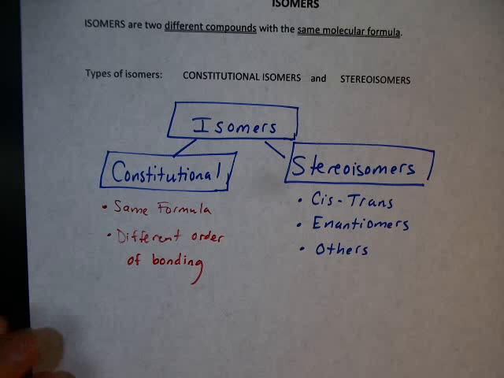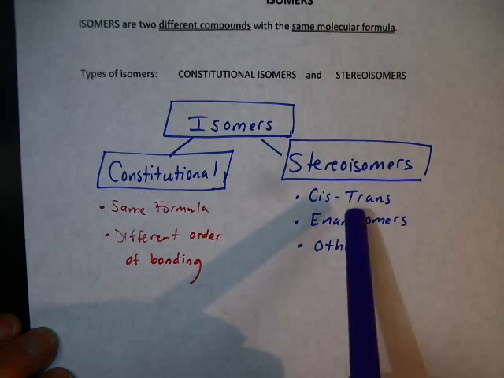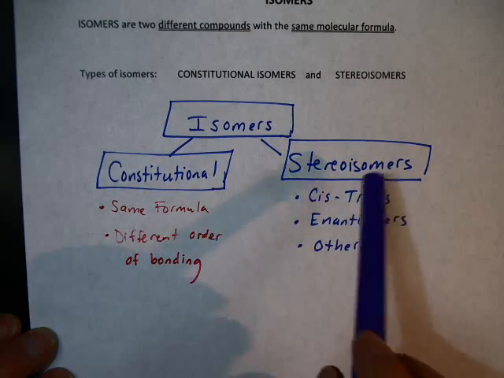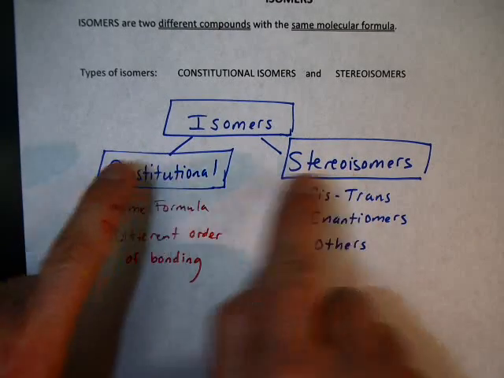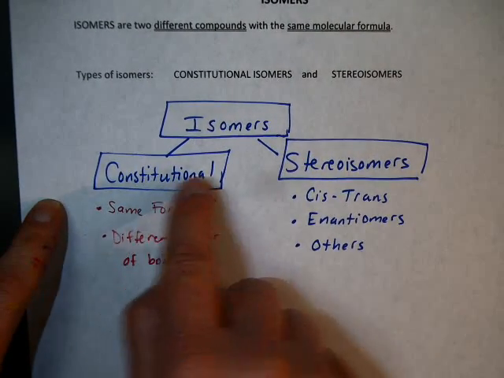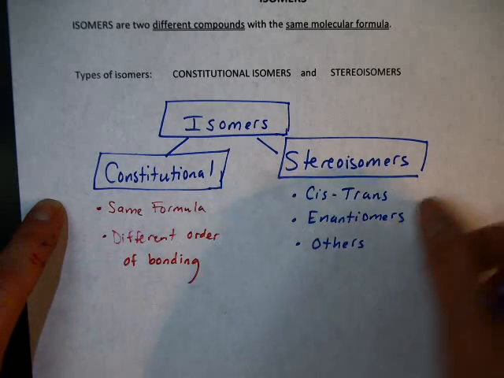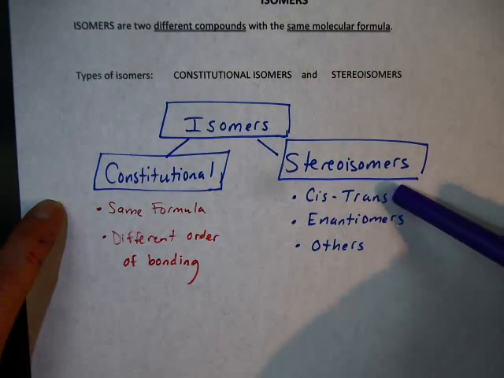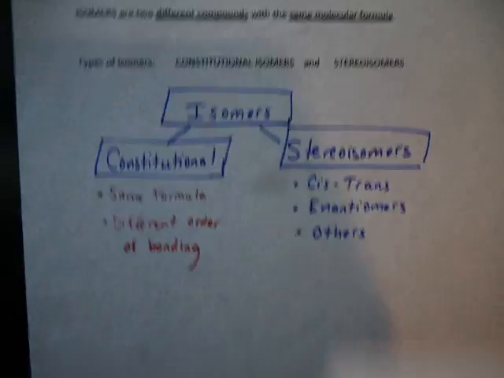Okay, in this video we're going to take a look at stereoisomers, and what we have seen is that there are more than one type of stereoisomer. Isomers in general can be broken into two categories: constitutional isomers and stereoisomers, and then there's a few different examples here. This video will be looking just at these, cis-trans isomers. Let's have a look at a few examples.